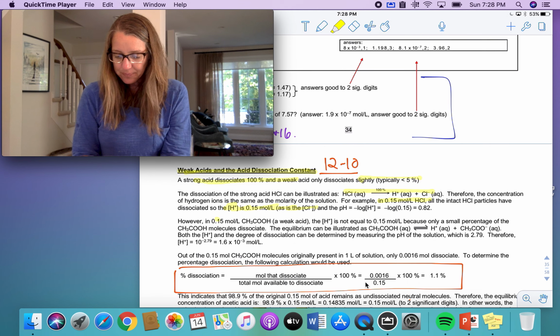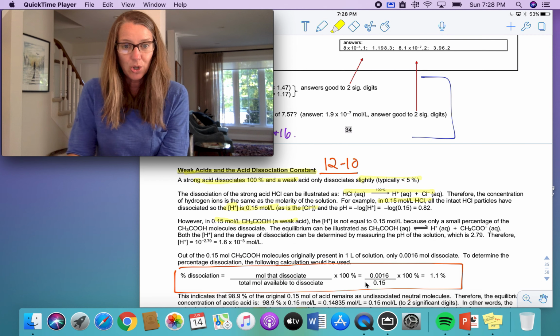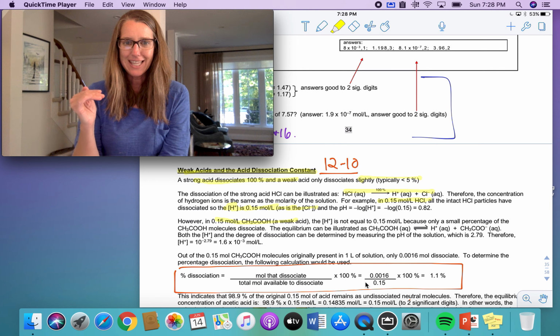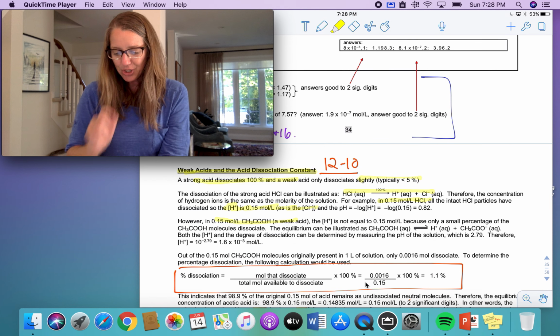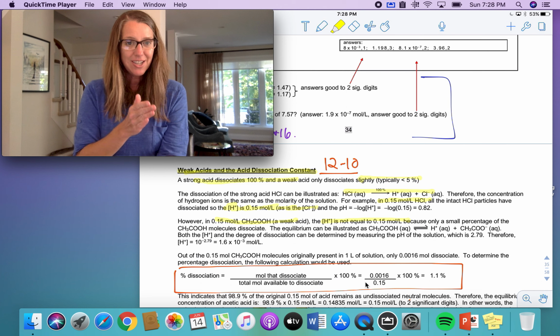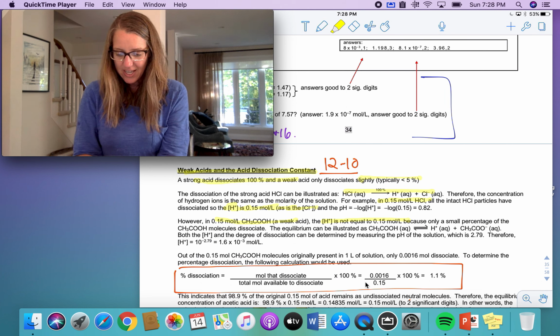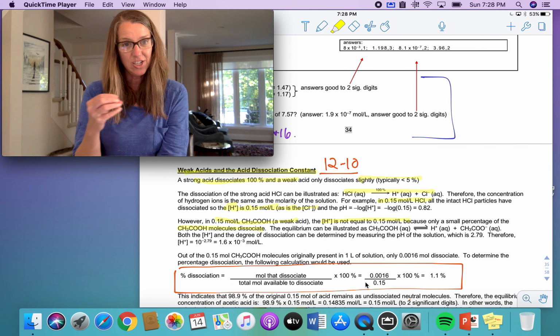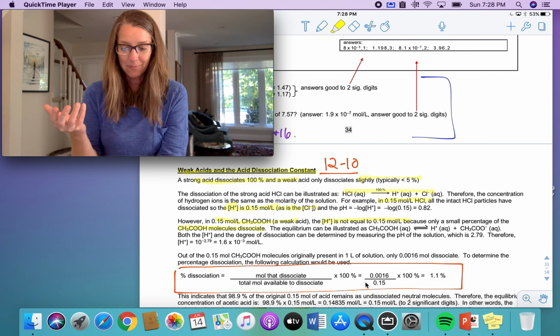If you had a 0.15 molar solution of acetic acid, which you remember from your memorized list is a weak acid, you'll know that the hydrogen ion concentration is not going to be as much as 0.15 moles per liter, because only a small percentage of the acetic acid will actually dissociate and break apart.